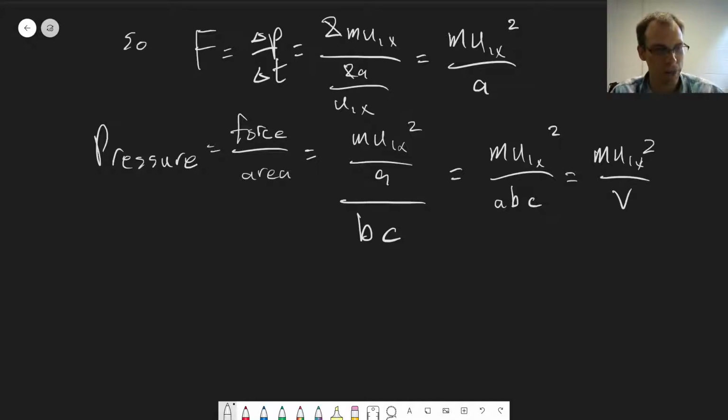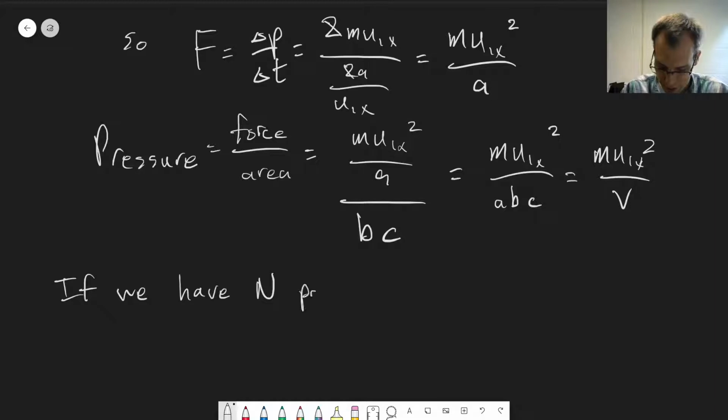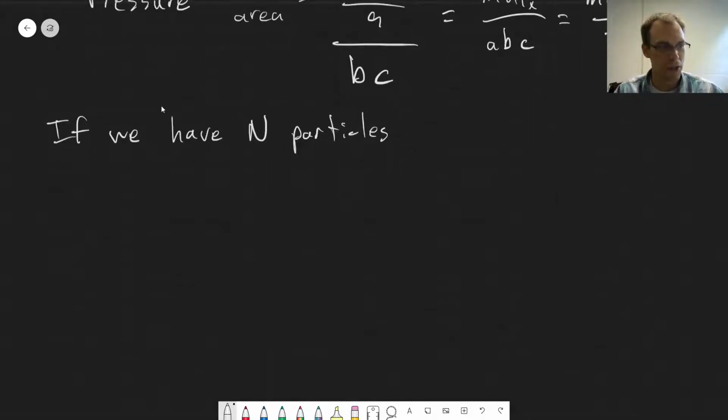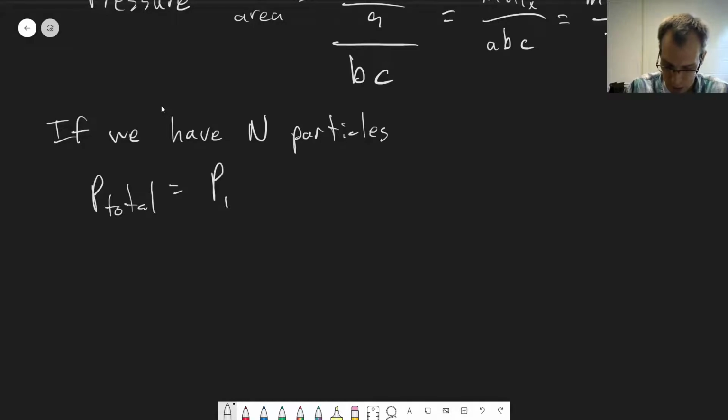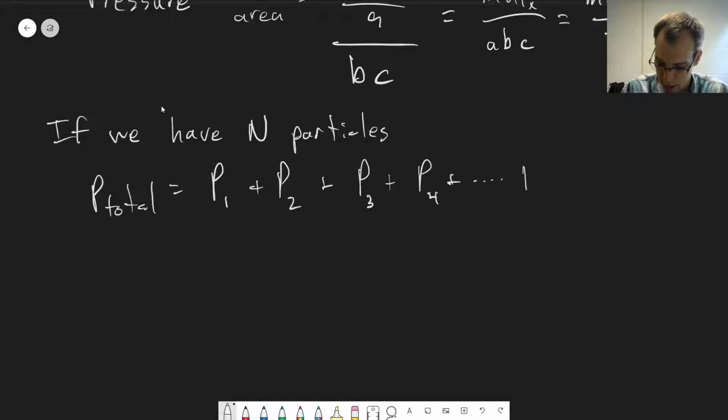So we've got a pressure now. Now that's for one particle. We'd like to scale this up to an arbitrary number of particles. So if we have capital N particles, which is a notation we will commonly use throughout thermodynamics, this is some very large number, something like maybe Avogadro's number. Our total pressure is just going to come from all those individual particles hitting the wall, right? So P total is just going to be equal to P from particle 1 plus P from particle 2 plus P from particle 3, and then we can keep going until we have N of these values.